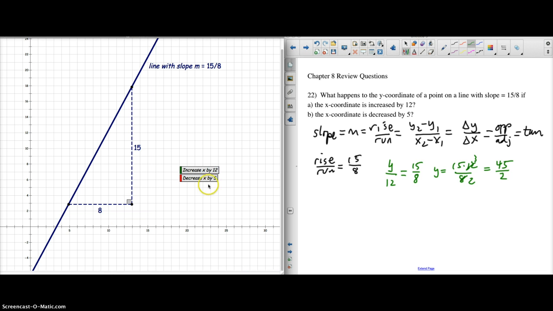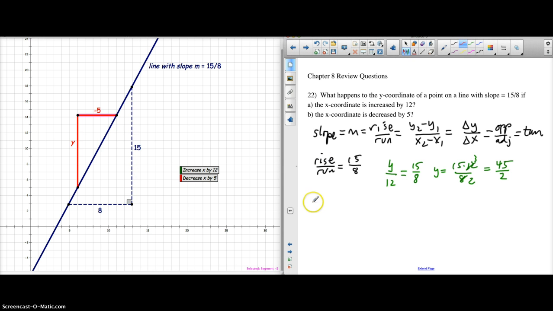In part B, instead of running by 12, you're going to run back by 5. And what will happen is your y-coordinate, instead of going up, will go down on this line. And notice also that this triangle is similar to this 15 over 8 triangle because this angle, they're alternate interior angles which are congruent when lines are parallel. And the same goes for this angle, and these are right angles. So these triangles are similar by AA.